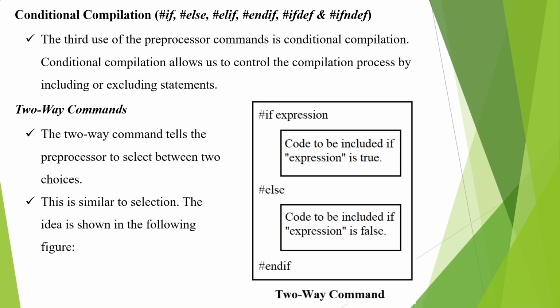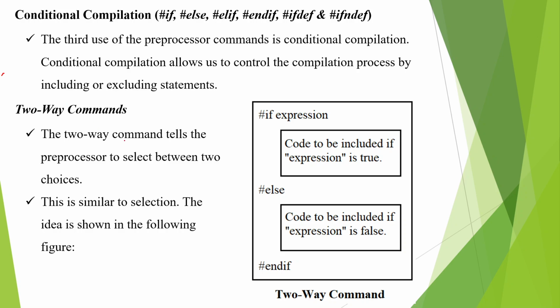Conditional compilation allows us to control the compilation process by including or excluding statements. The commands are very simple: if followed by the expression. Whatever expression you give, if it is true, the immediate code will be evaluated. During your preprocessing, the immediate code will be replaced if your supplied expression is true. And if the supplied expression is false, the else part will be evaluated, and the else part will be replaced in your code.